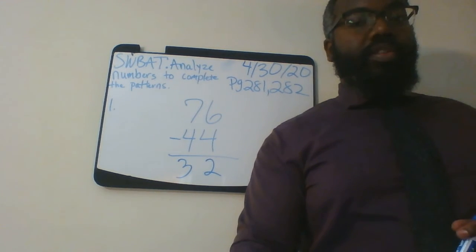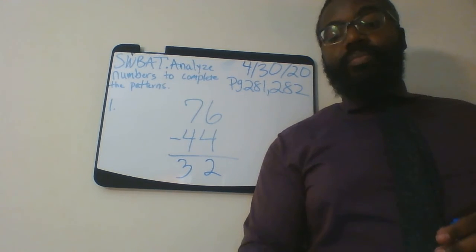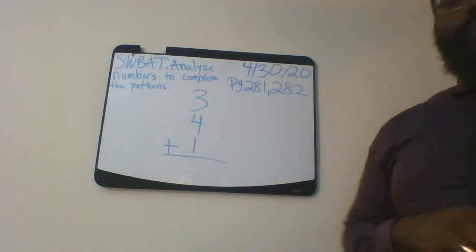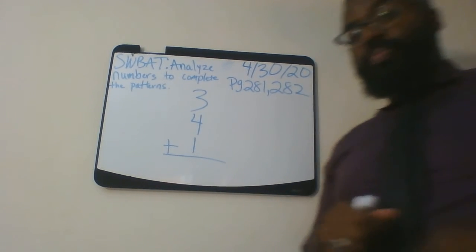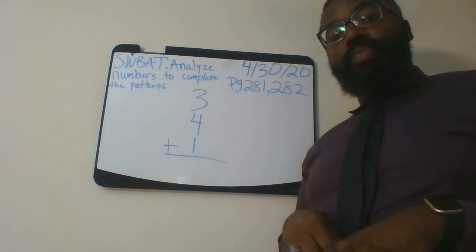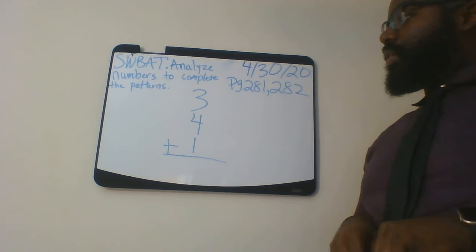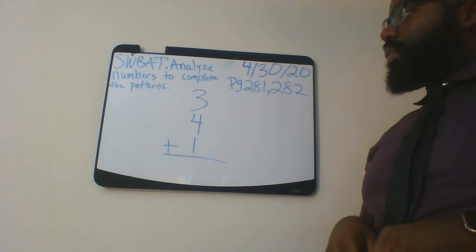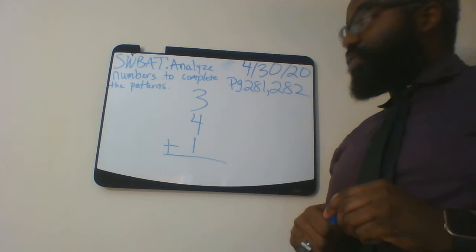Let's go over to number 2, where this time you write the sums. The first problem we have is 3 plus 4 plus 1. So first start off, what is 3 plus 4? That is 7. 3 plus 4 is 7.